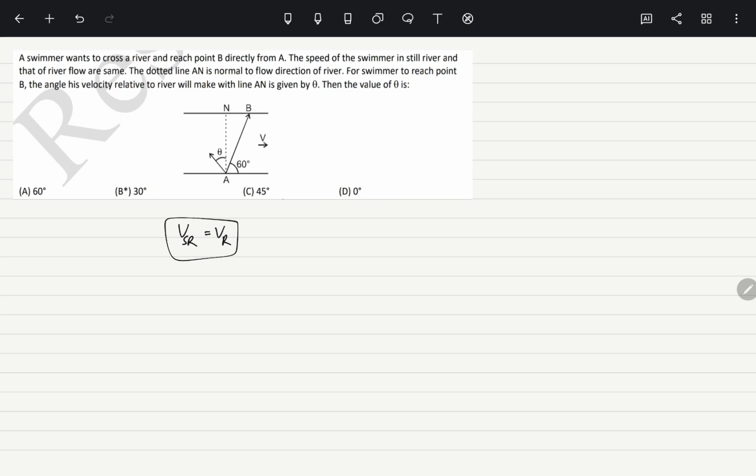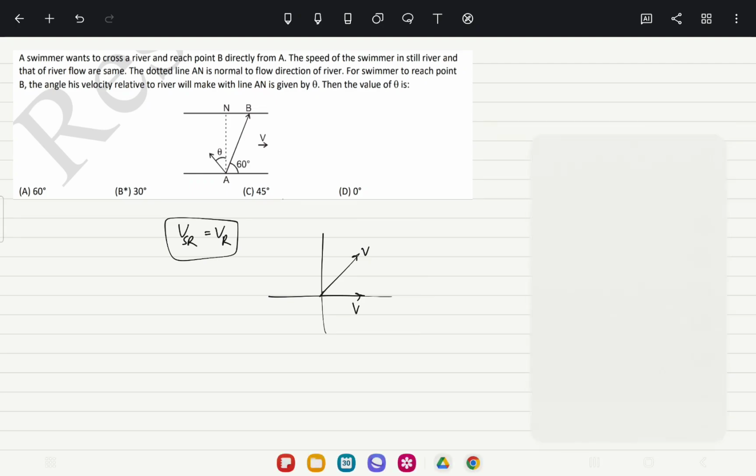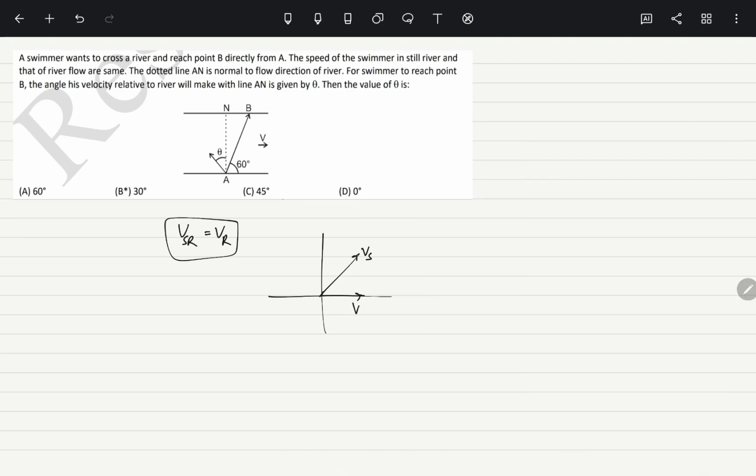Okay, so if we draw the diagram here, this is our resultant velocity v. Resultant velocity means the velocity of the swimmer. This is v and this is also v, because they are the same as per the question. This is 60 degree, this is theta.